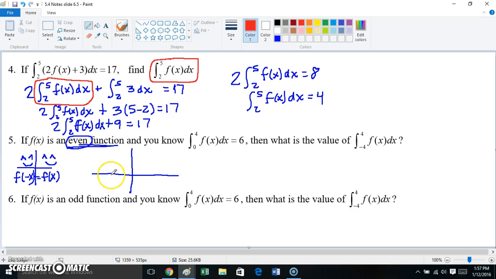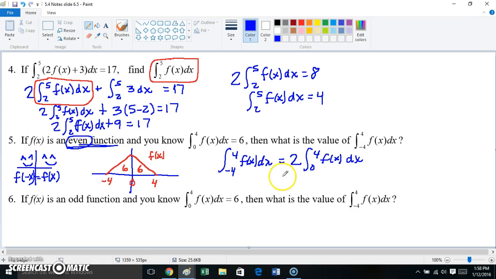Now, not that I know what f of x looks like, but I know it's an even function. So it could be as simple as that function, just as an example. But if we know that the area under the curve from 0 to 4 is 6, and we know the function is even, then we know the area from negative 4 to 0 must also be 6. Therefore, the integral from negative 4 to 4 of f of x dx is equal to twice the integral from 0 to 4 of f of x dx. So the total area is 12.